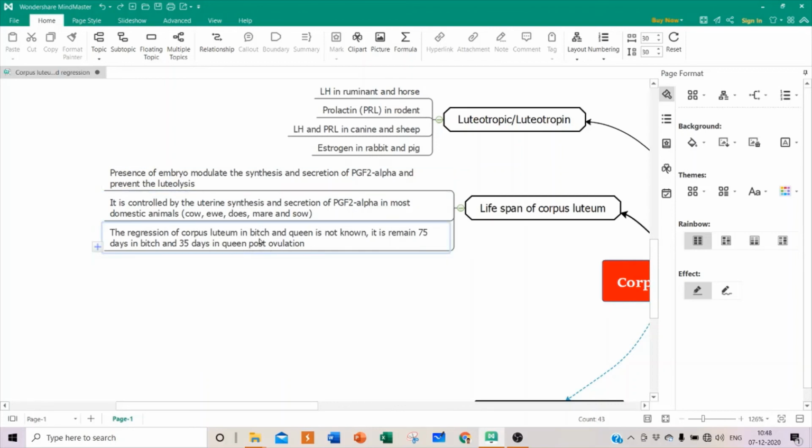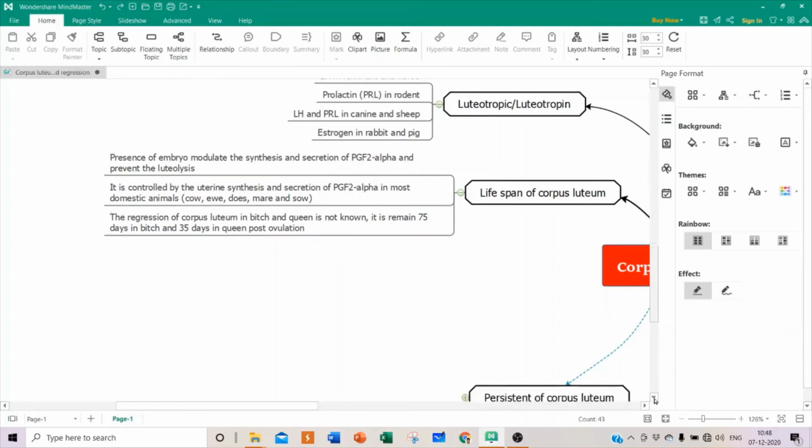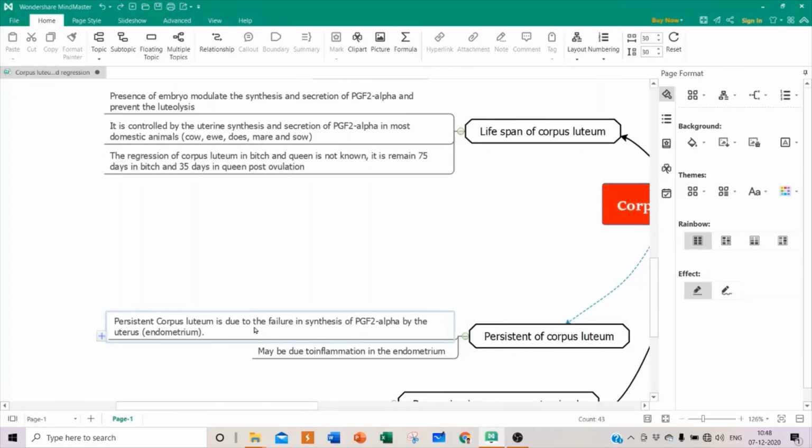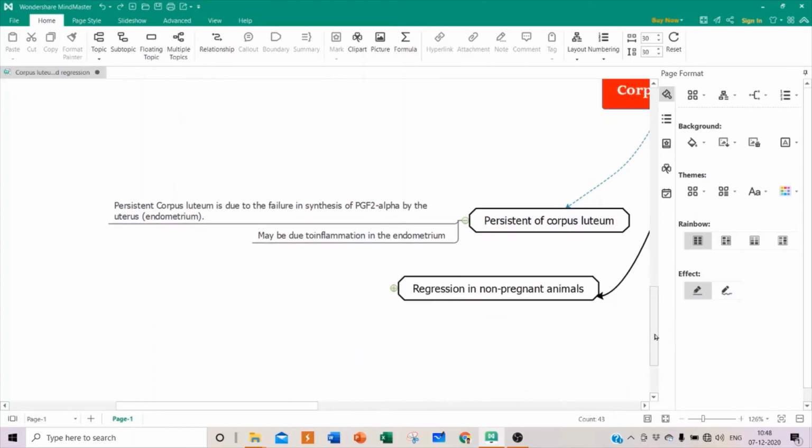But in the bitch or dog and the queen or cat, how does regression of the corpus luteum occur? It is not clearly known. And let's see persistence of corpus luteum. The corpus luteum fails to regress, or the corpus luteum remains. It may be due to failure in the synthesis or secretion of PGF2 alpha, which in most cases is due to inflammation in the uterus or endometrium.